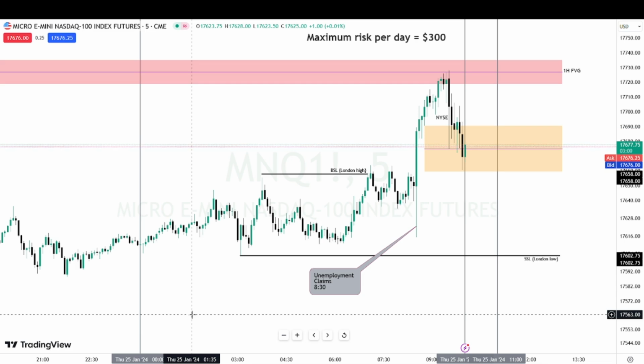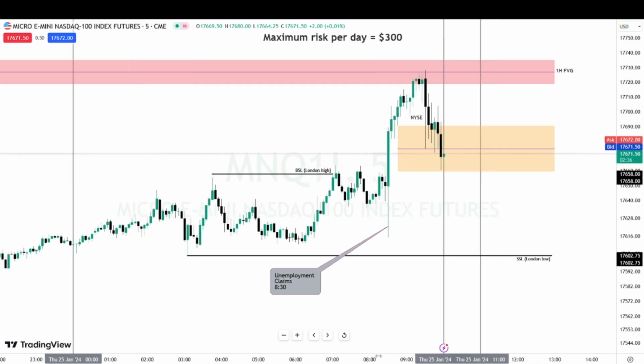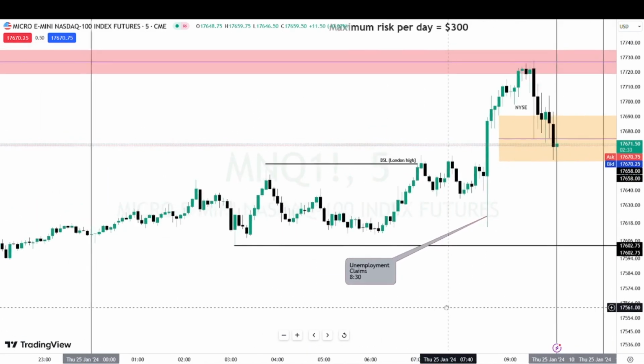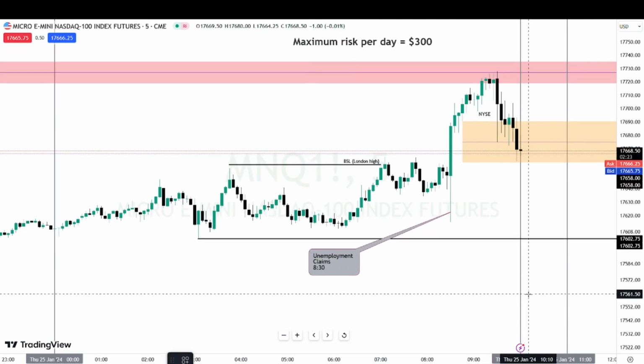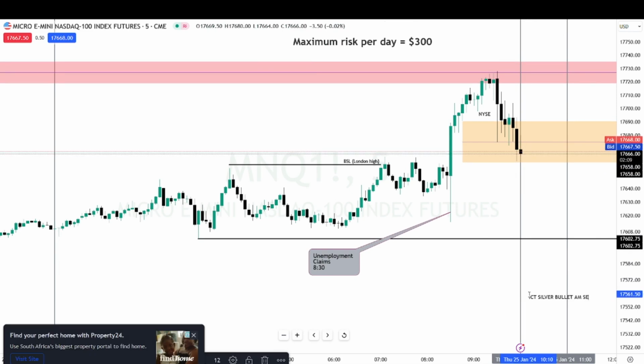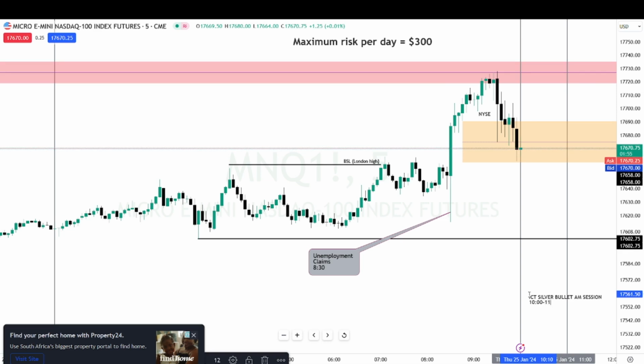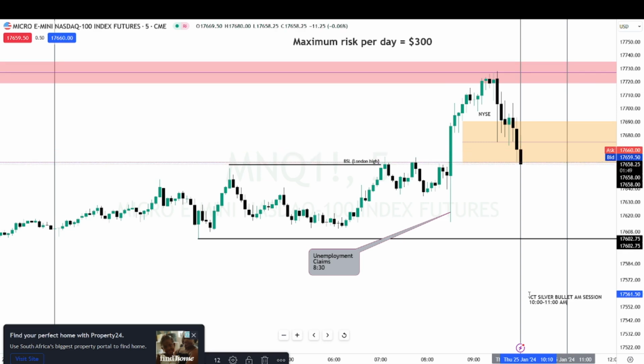It's a development, guys. We are looking at the ICT Silver Bullet session. Let me put it right here. It's an AM session which takes place from 10 to 11 AM. This is where you want to find your entry. Let's just say entry time.